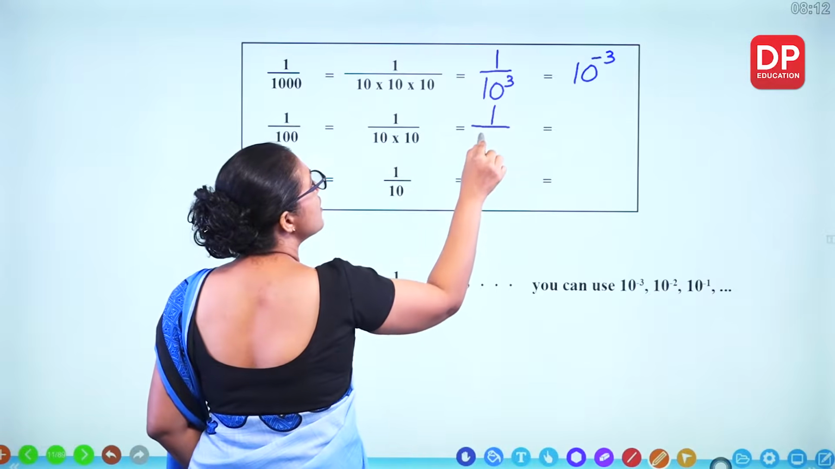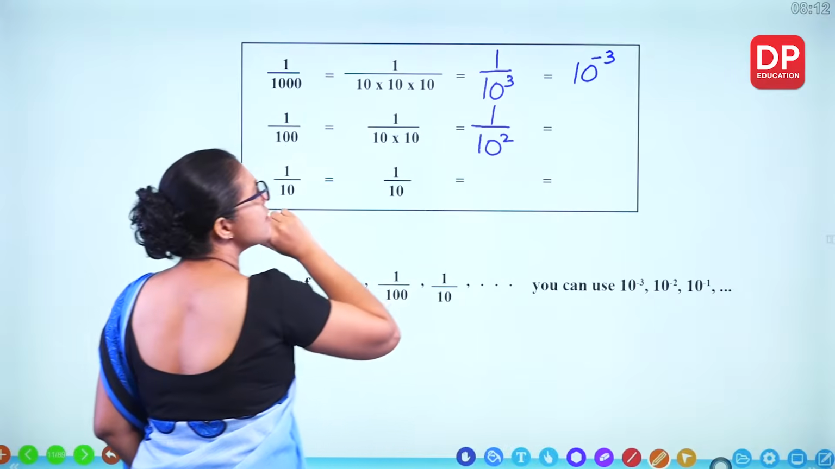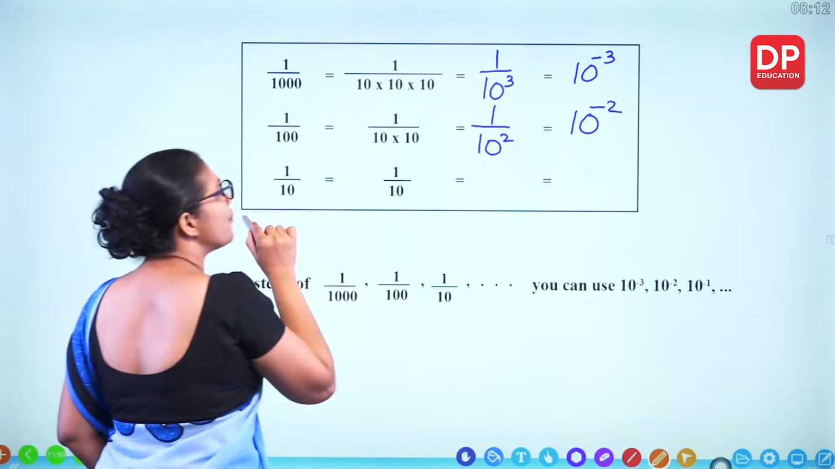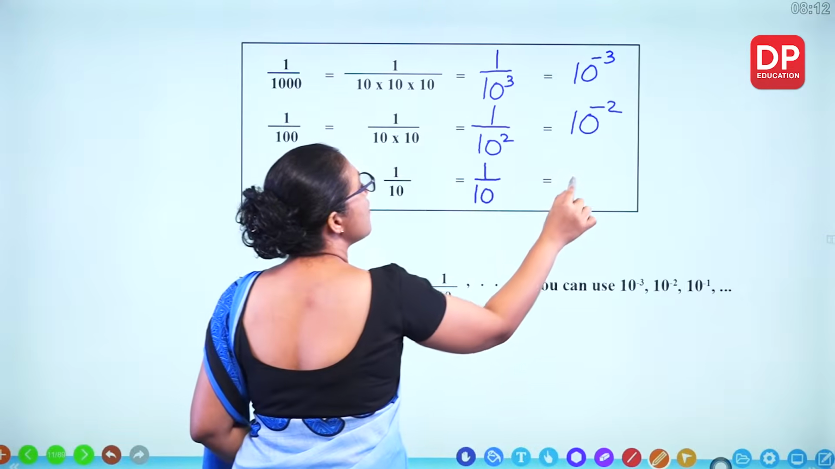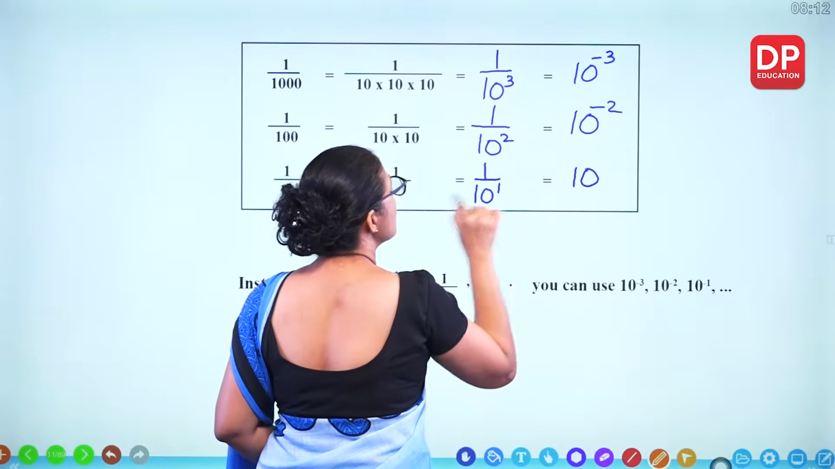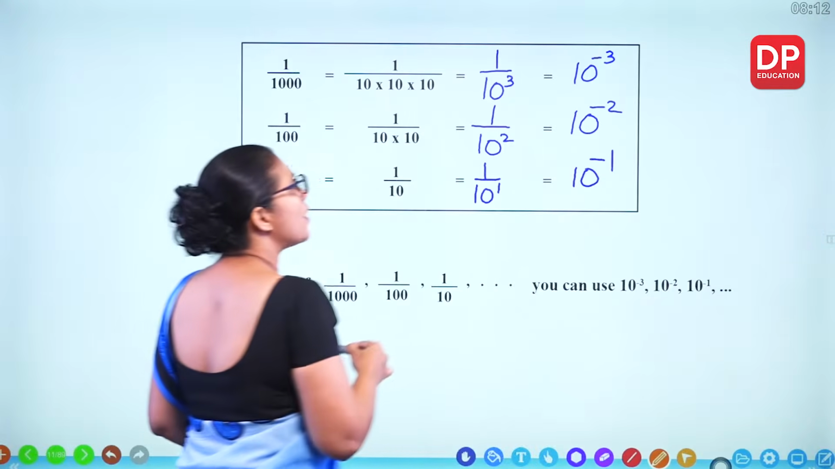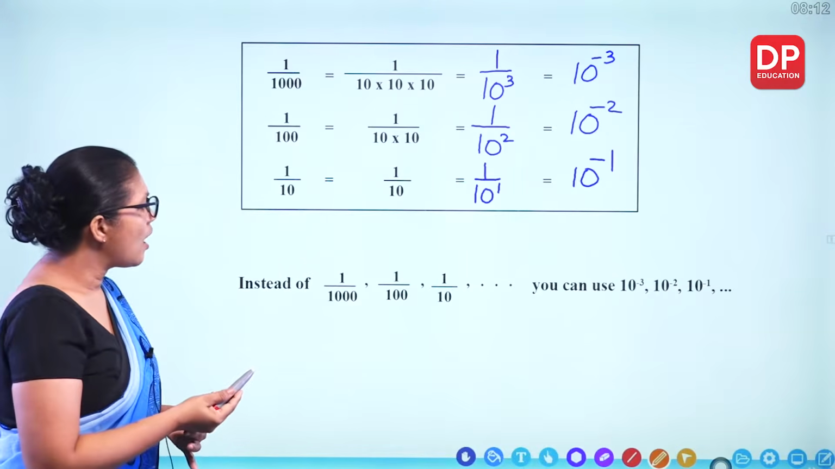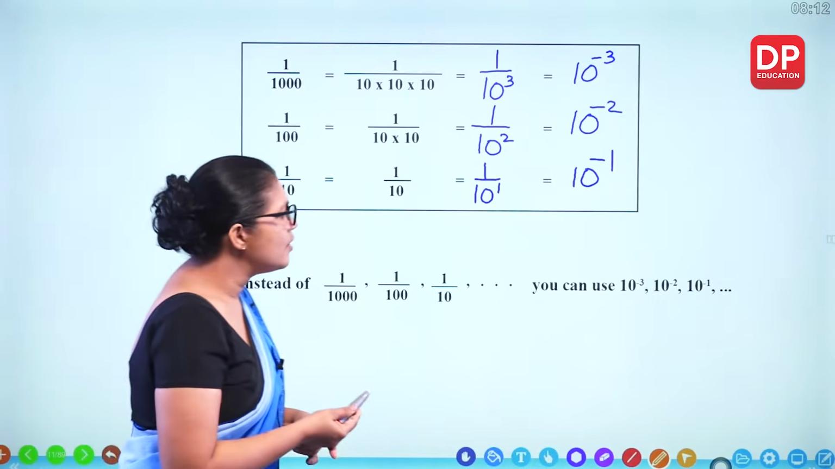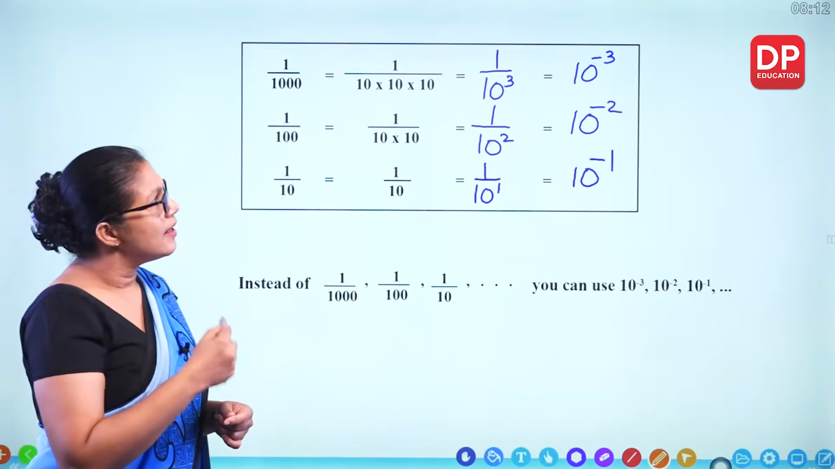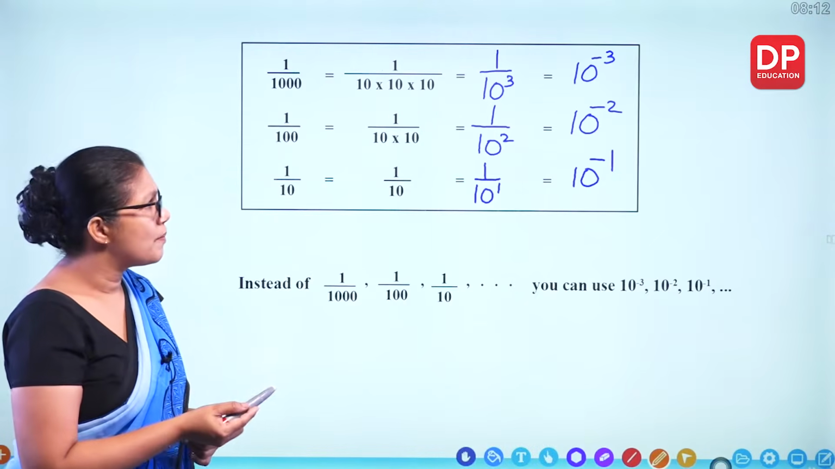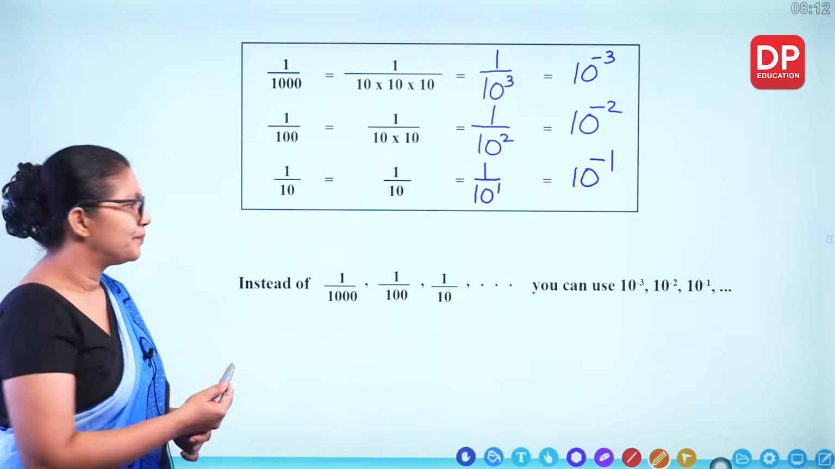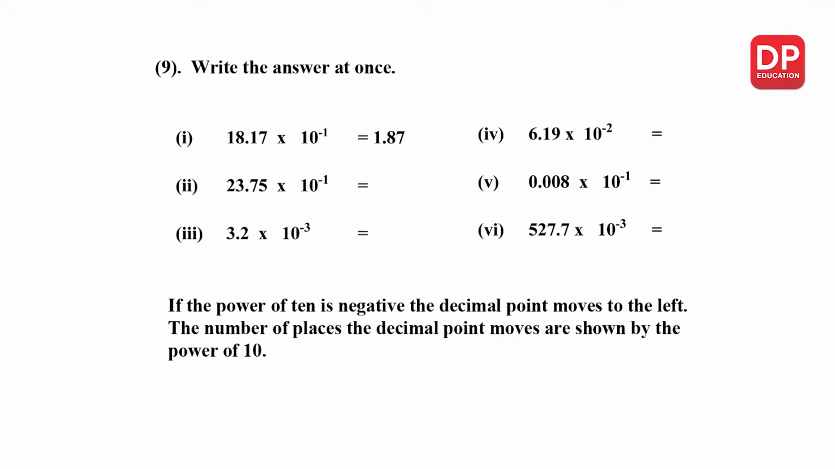This one, 1 over 10 squared. What is 10 squared? I can write 10 to the power -2. 1 over 10 and then take it up. This is 10 to the power 1 minus 1. Instead of dividing by 1000 or 100, you can write it as the negative power. 10 to the power -3, -2, -1 like that. Now write the answer at once.